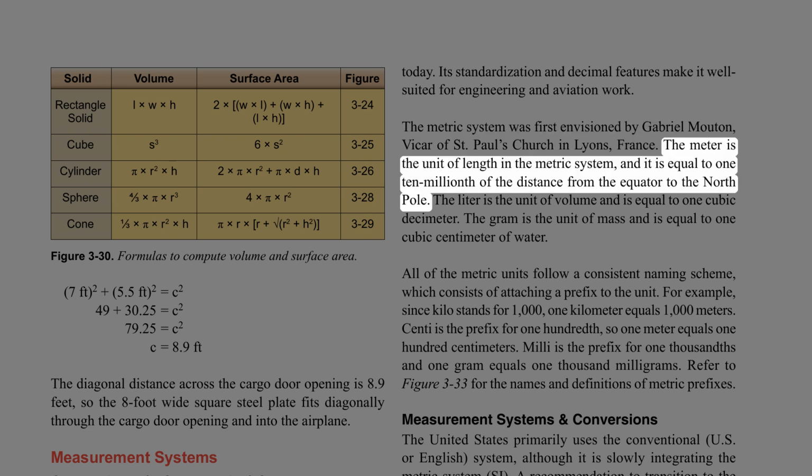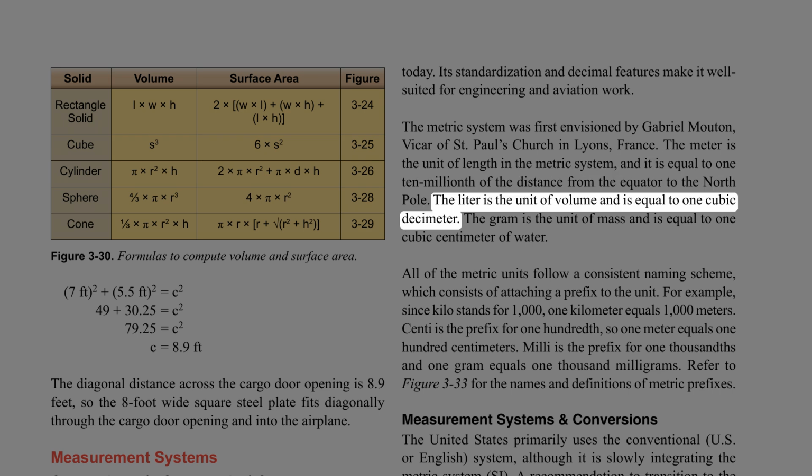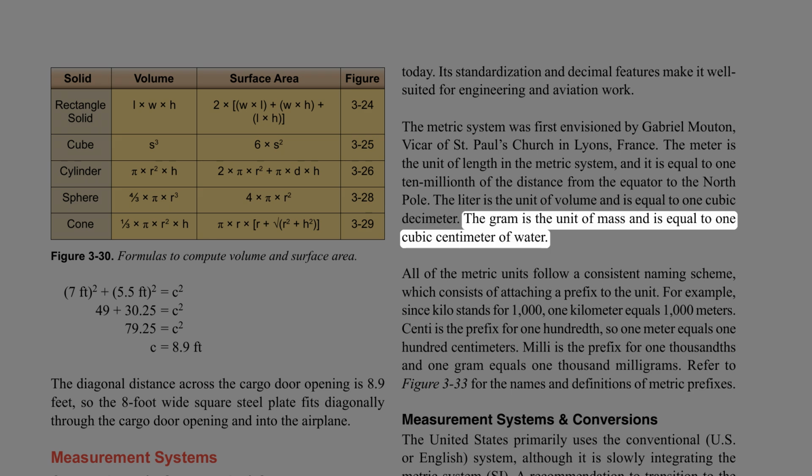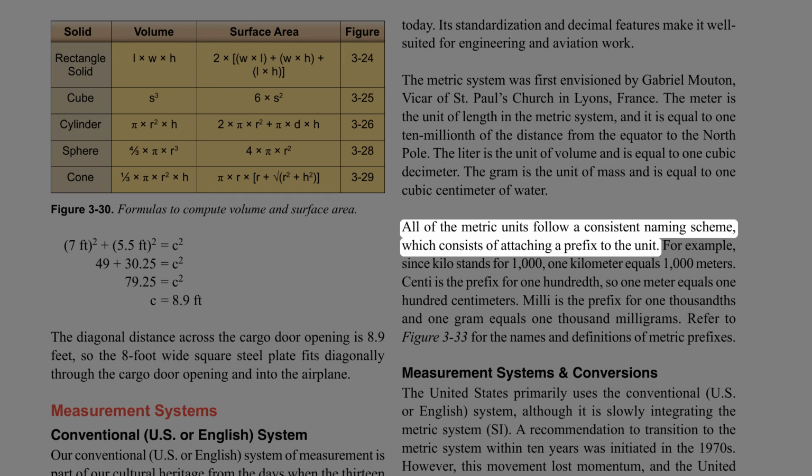The meter is the unit of length in the metric system, and it is equal to 1/10,000,000th of the distance from the equator to the North Pole. The liter is the unit of volume and is equal to 1 cubic decimeter. The gram is the unit of mass and is equal to 1 cubic centimeter of water. All of the metric units follow a consistent naming scheme, which consists of attaching a prefix to the unit.